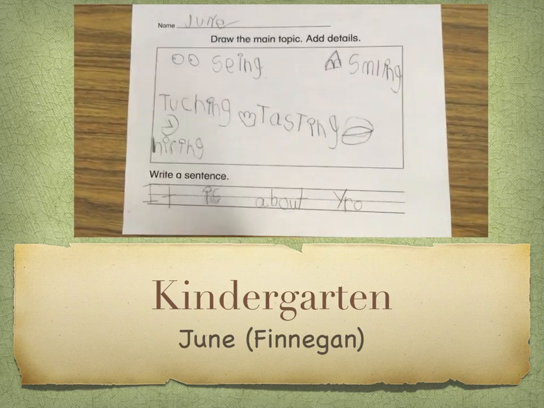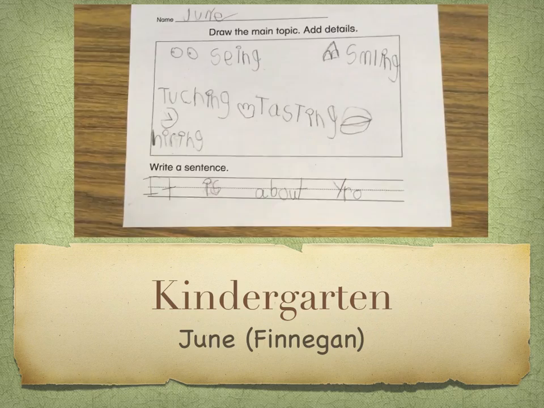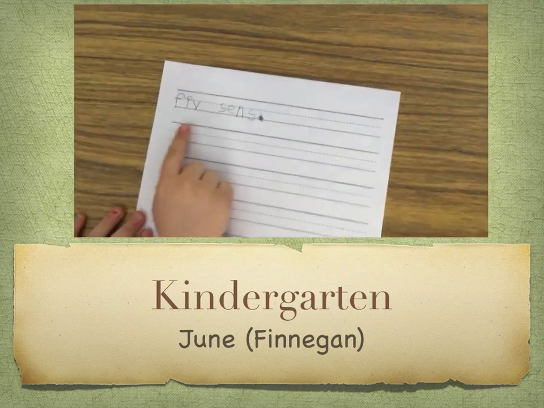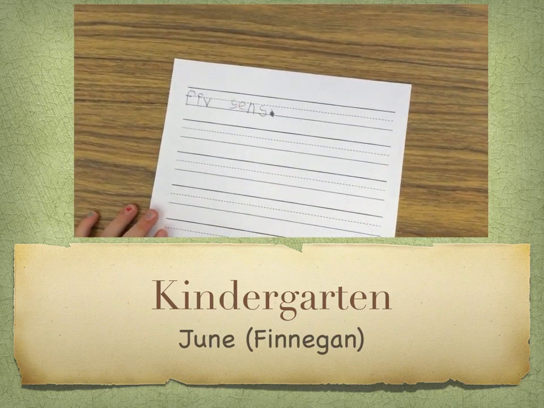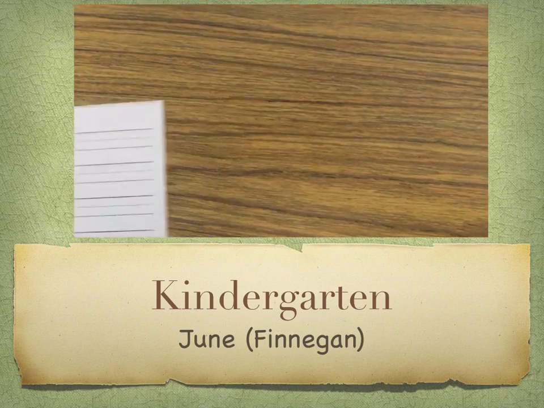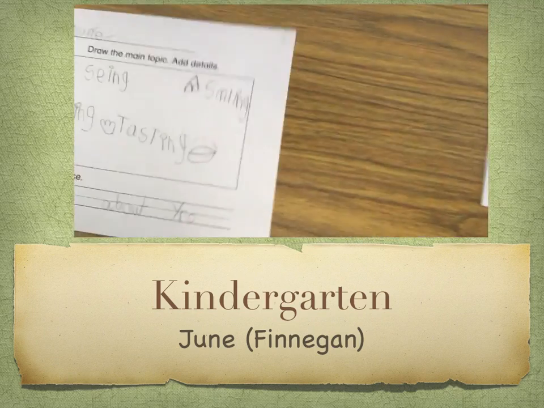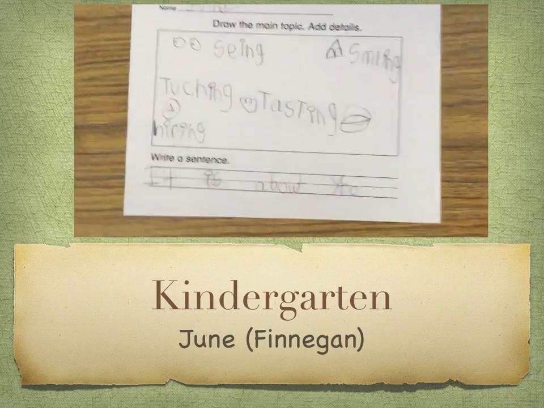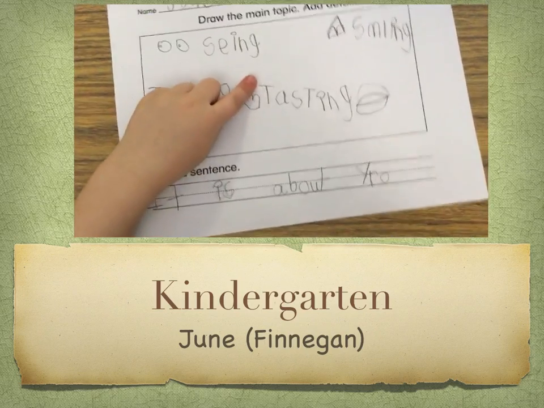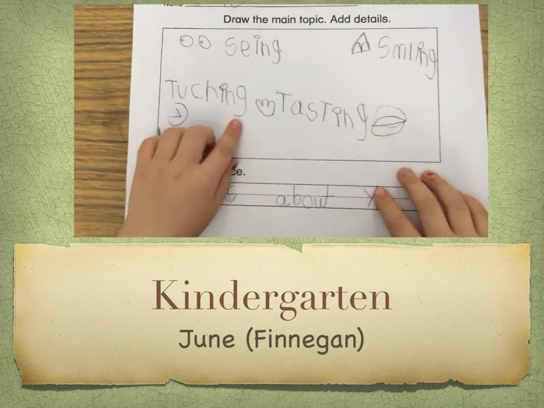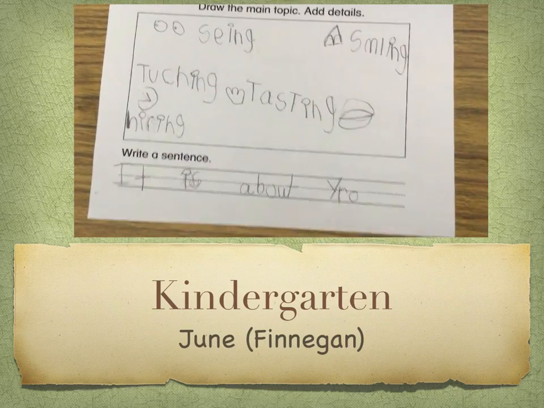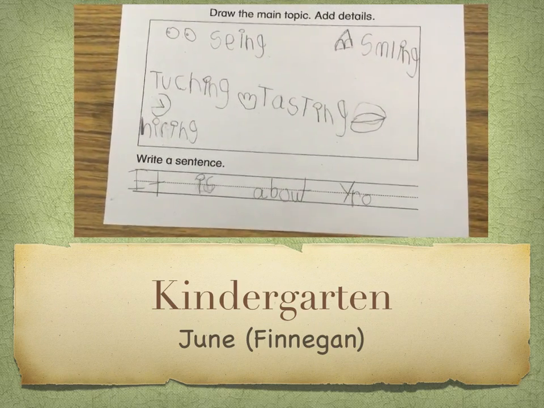And then, June, can you show me how you answered the question? It is about your 5 senses. Very good. You wrote a sentence. Good. Will you turn the paper back over? And then will you show me how you cited evidence? Seeing, smelling, touching, tasting, hearing. Very good. So I see that you drew the pictures, and then next to the pictures you did what?